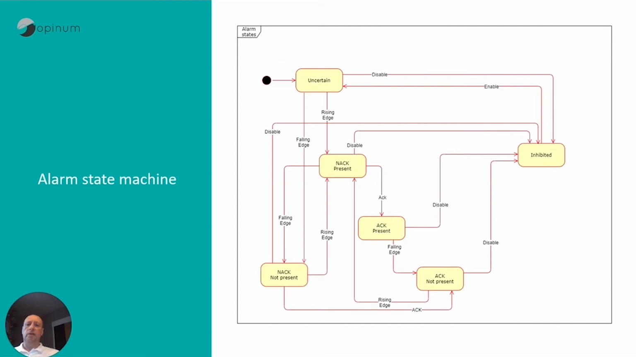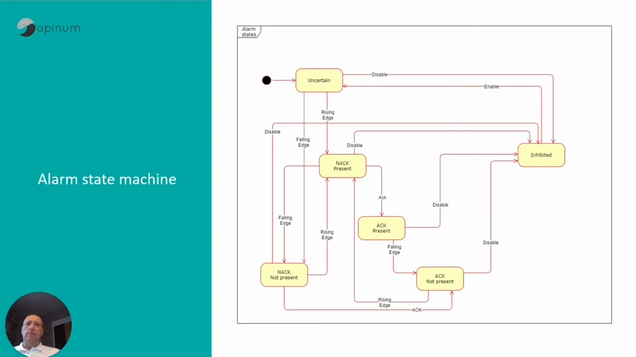Here is the state machine of the alarm state. Keep in mind that every transition from one state to the other will be stored as an occurrence in the database. So not only the fact that the alarm is present or becomes present or not will be stored, but every change from present not acknowledged, for example, to present acknowledged, will be stored in the database. So you have the full history of the alarm that you can query again through the API.